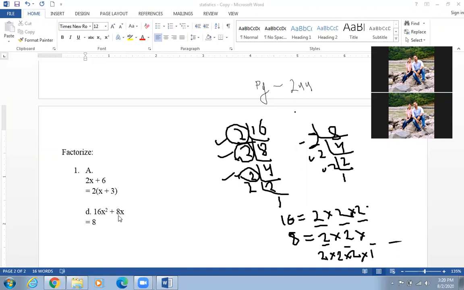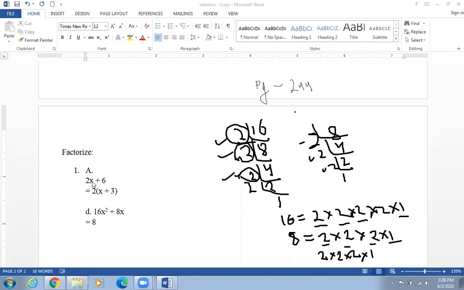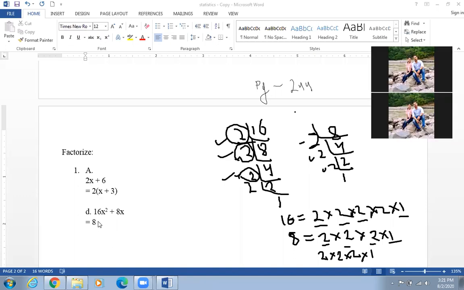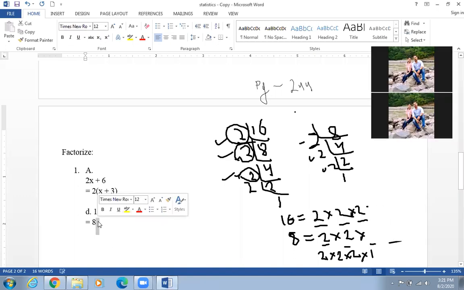If the table, like 1's table, it is the smallest. So 2 and 6, what is the smallest? 2 is smallest. Okay, 2's table gives 6 then also. That means let us write down 2 over here. We can write simply like that also. Now, after that, bracket. So 8 and 16: 8 is the common.